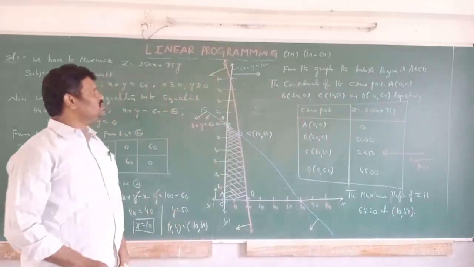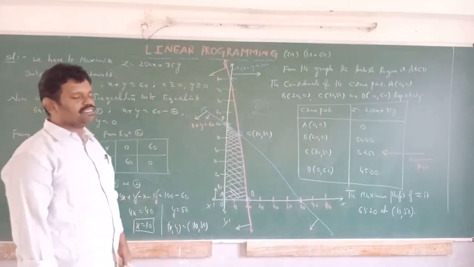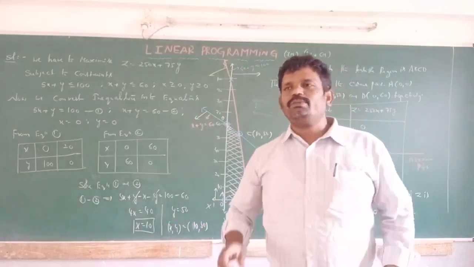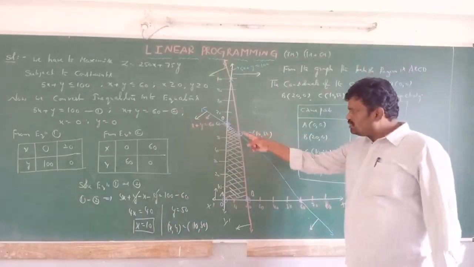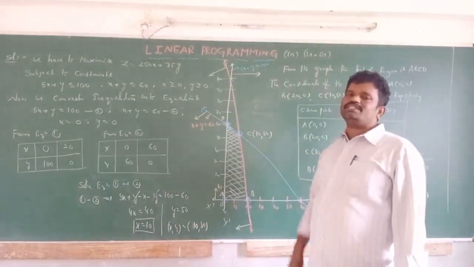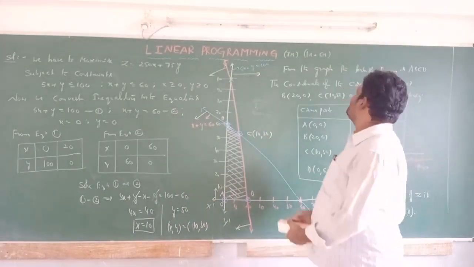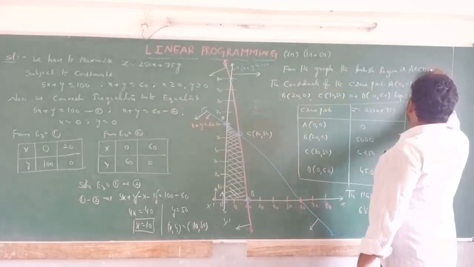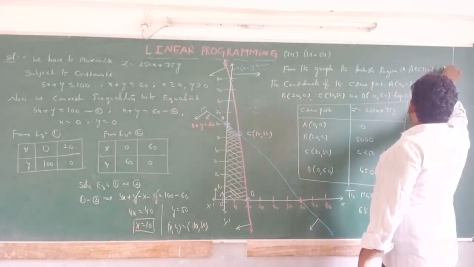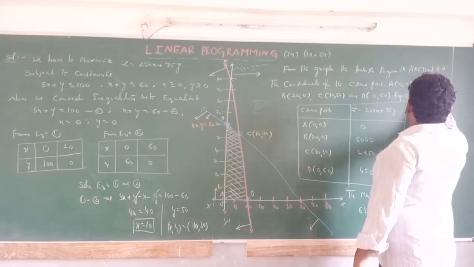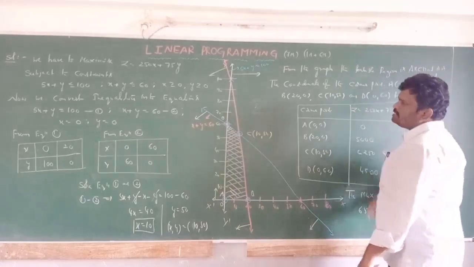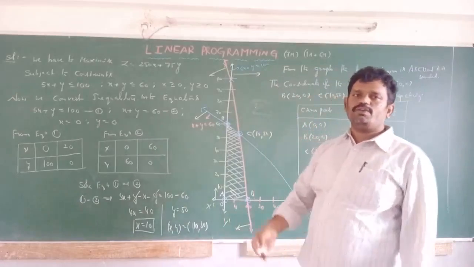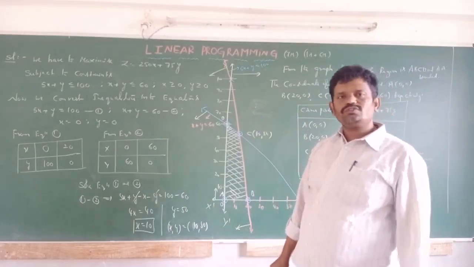This is the general corner point method. Every problem of this type, we apply this method. But there are two types of cases here. In this problem the feasible region ABCD is bounded. Otherwise it is unbounded, and if you get an unbounded region, you solve it another way.